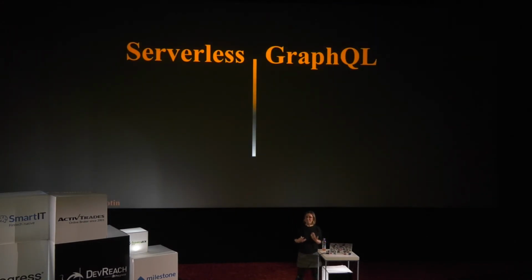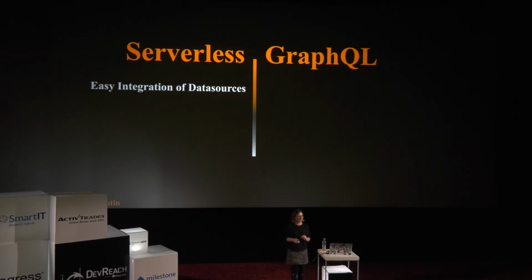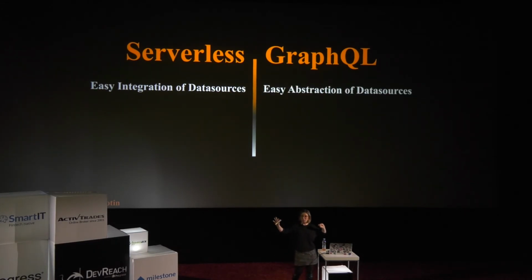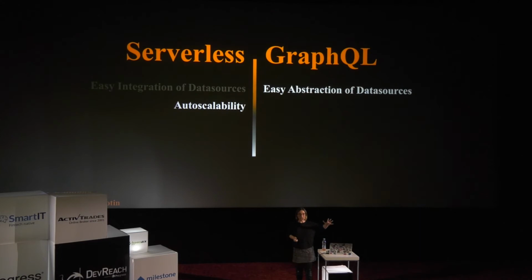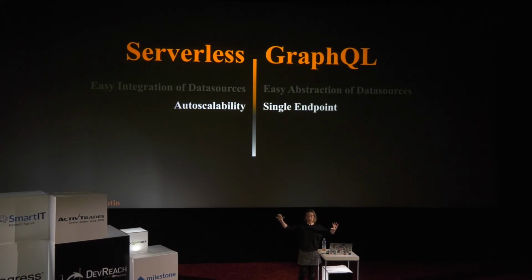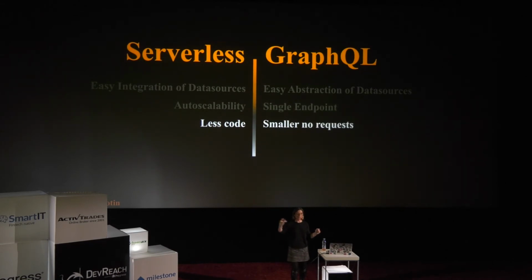So why would we use serverless and GraphQL? Serverless allows us to do easy integration with our data sources, whereas GraphQL allows us to do an easy abstraction of our data sources. With serverless, we get auto scalability, and with GraphQL, we have a single endpoint that will auto-scale. With serverless, we write less code. And with GraphQL, we make a smaller number of requests.